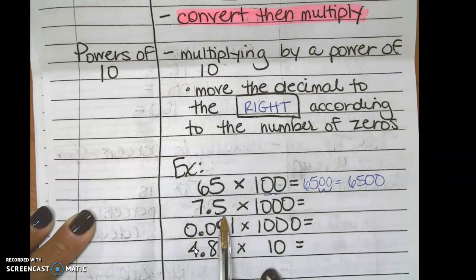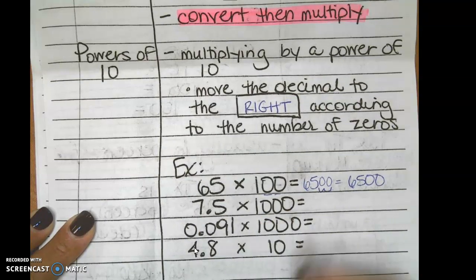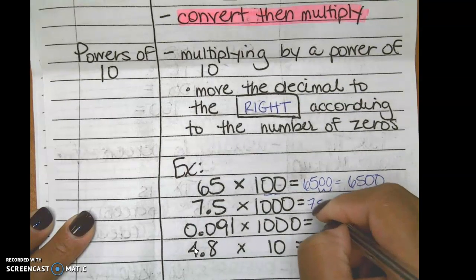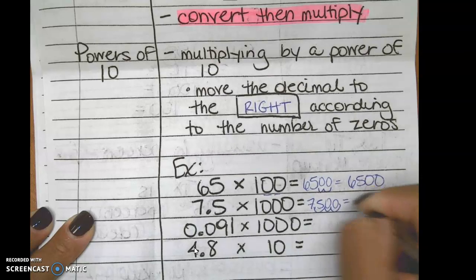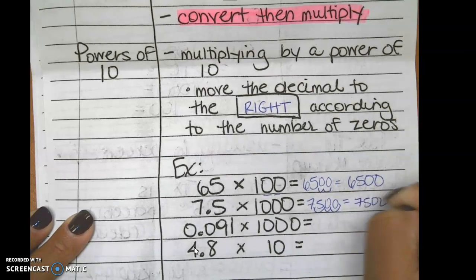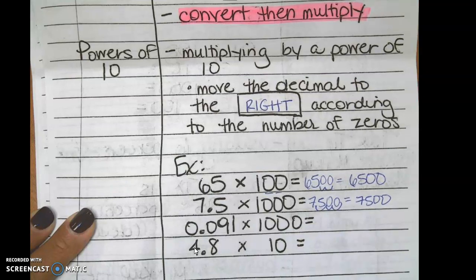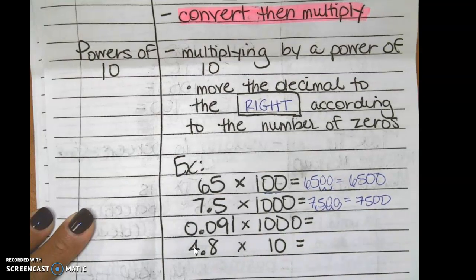Okay? Now here I have a number that has a decimal in it, and I'm going to move my decimal 1, 2, 3 times to the right. So 7.5, 1, 2, 3, bam, bam, equals 7,500. Now I don't like using commas because sometimes I can confuse them with decimals, and in other countries they use commas as decimals and it's really confusing.